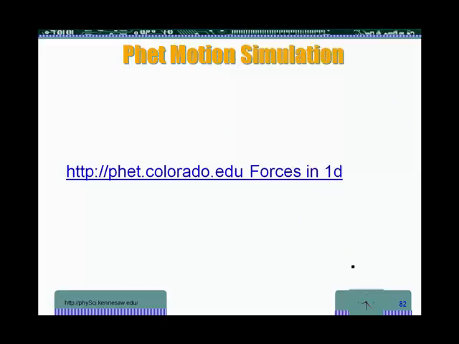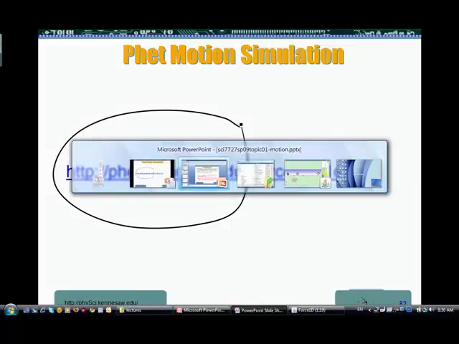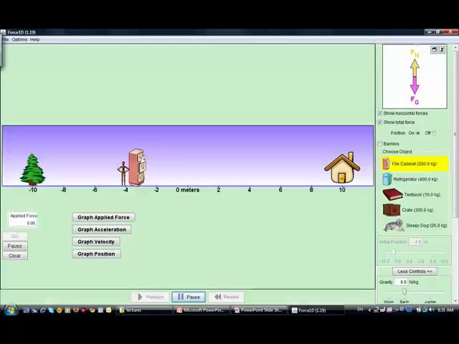Okay, one good place to play with forces along one direction is the simulation called Forces in 1D that's available at the website phet.colorado.edu. One nice thing is they allow you actually to download the simulation and run it on your own computer. Okay, that's what I'm going to do right now. I'm going to run the version I have downloaded. I'm not going to go to their website. This is the version I have downloaded.